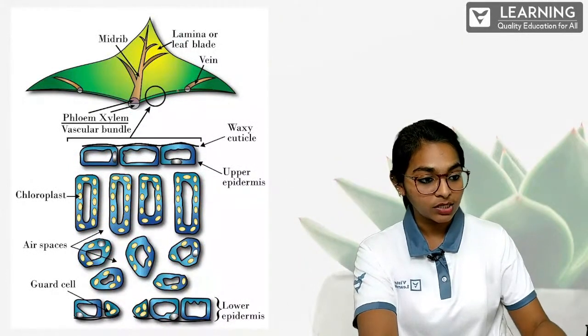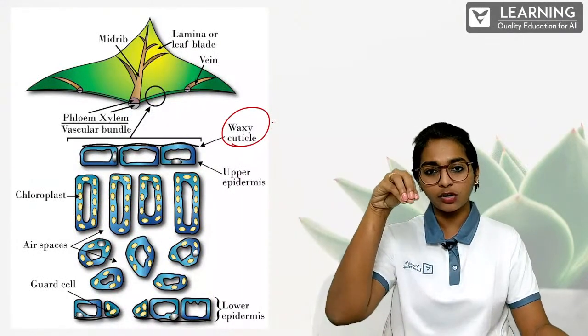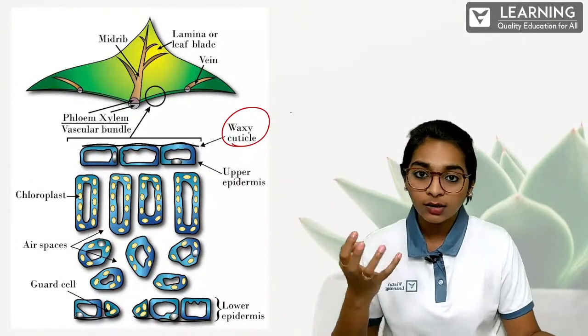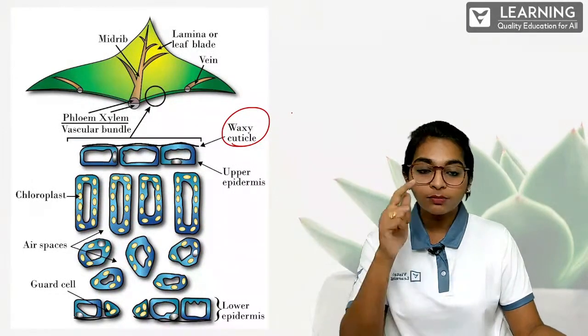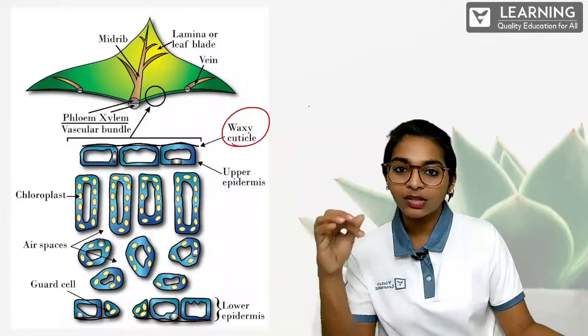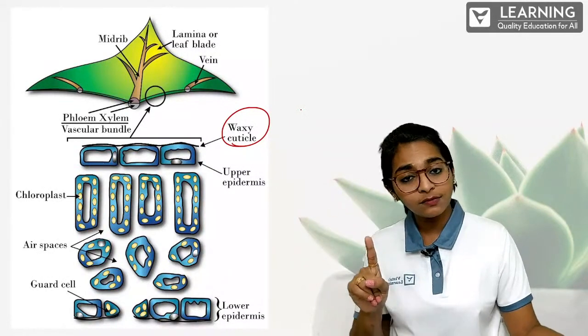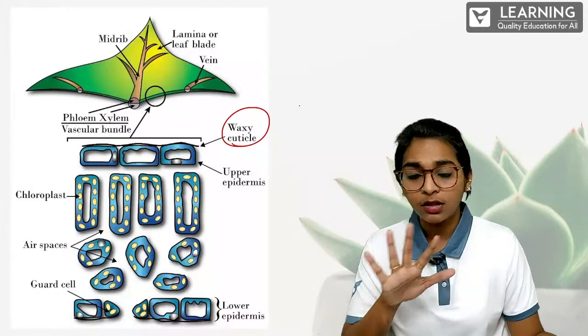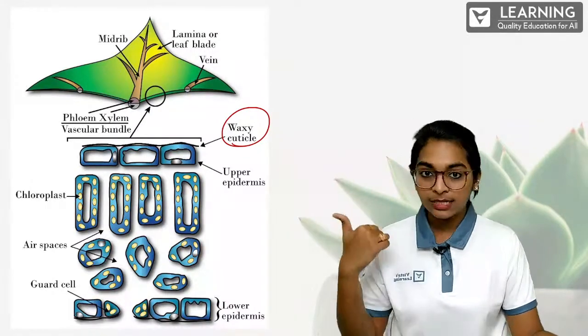So here when you see, this is the top part, which is a waxy cuticle. Waxy cuticle is nothing but, if you keep a water drop on the top of the leaf, it will not be absorbed. The water will just drop down. Why? Because of the waxy cuticle, or waxy layer, which prevents the absorption of water. If the leaf has a waxy cuticle and absorption of water is not happening, from where is the water coming? Of course, it is coming from the roots.